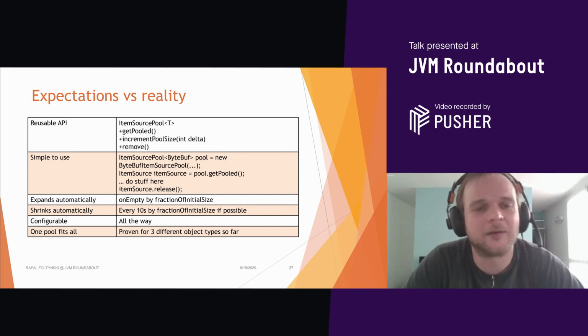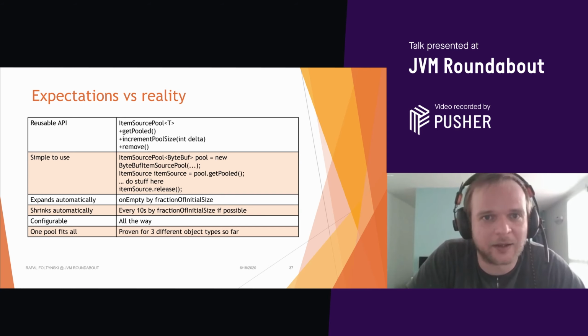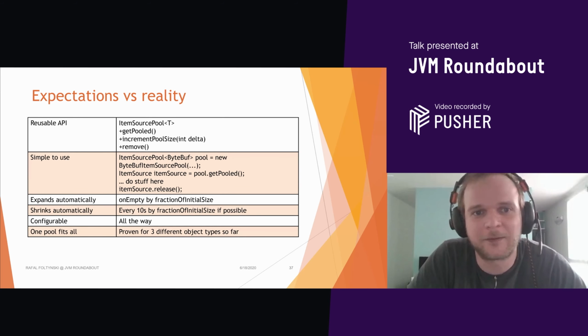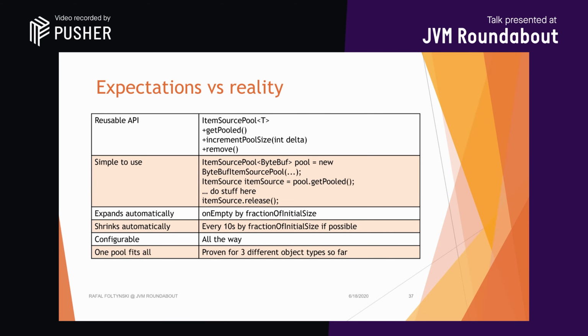And in my case, I can just create an ItemSource pool of byte buffers. I can say, give me a pooled item source, and then once I do my stuff, I can invoke release on the ItemSource object, where via callback the object would add itself back to the pool. The pool expands and shrinks automatically. It expands on empty, the simplest approach. It's quite configurable, and I'm already using this pool for three types of objects in this library.